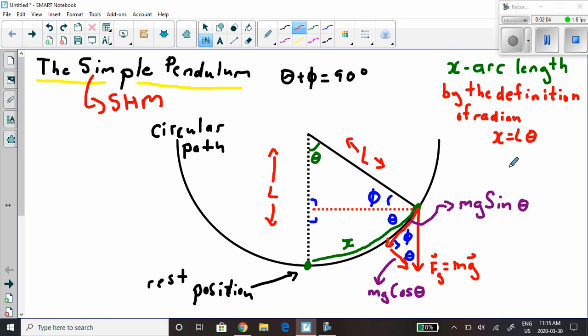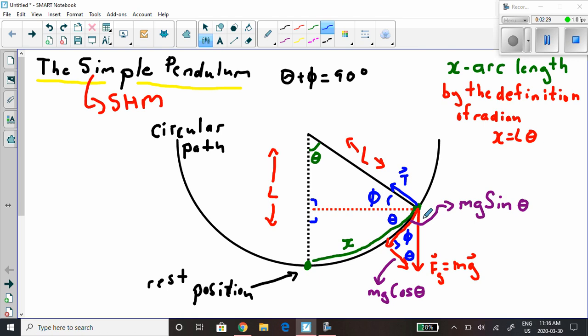So let's take a look at one of the forces acting on the mass. And one of those forces is gravity. And I've drawn it right there. Another force acting on this would be, of course, the tension force. Tension would be acting on it as well. And those are the only two forces.